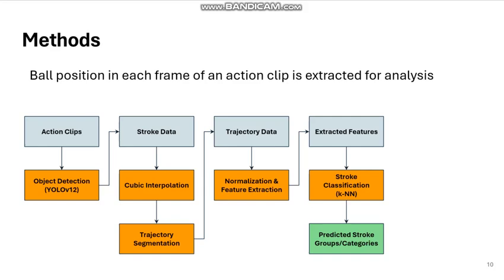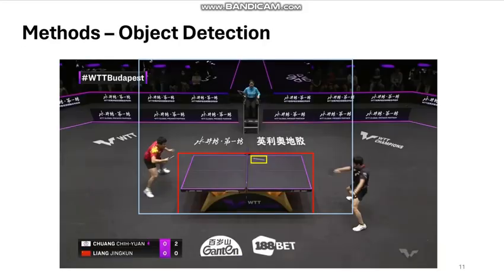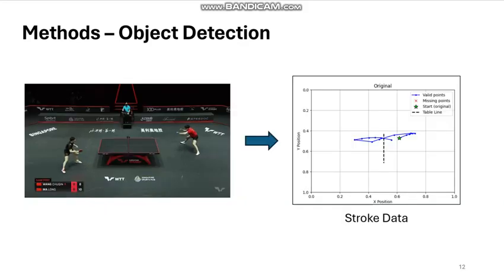Overall, the action clips will turn into stroke data, and then through pre-processing and normalization, we'll have its features extracted for classification. So firstly, the ball in the stroke clip will be detected using a YOLO model within the region of interest drawn by this blue outline. For illustration, the extracted ball position will be turned into stroke data visualized on this graph.